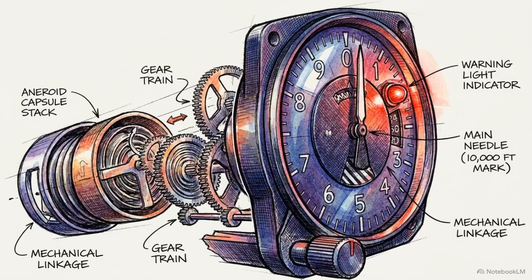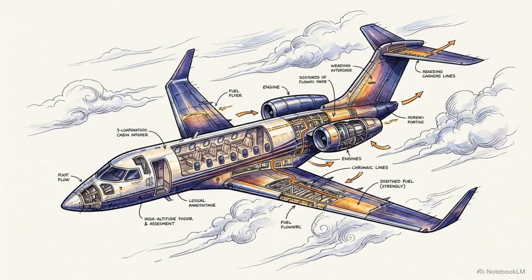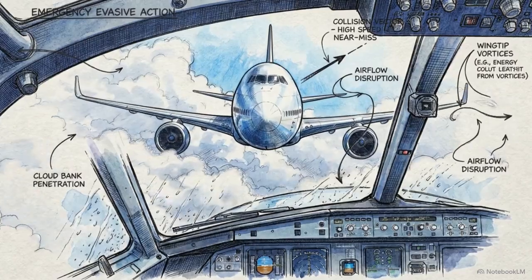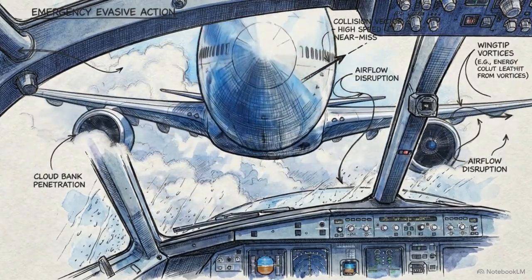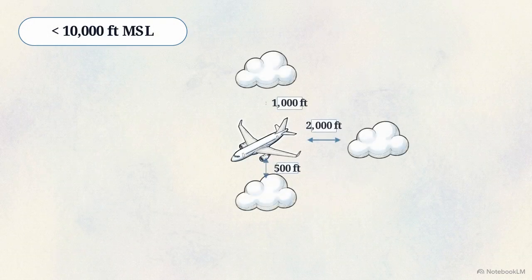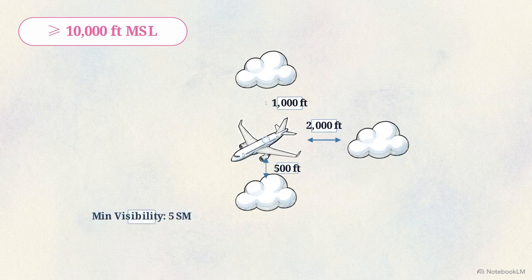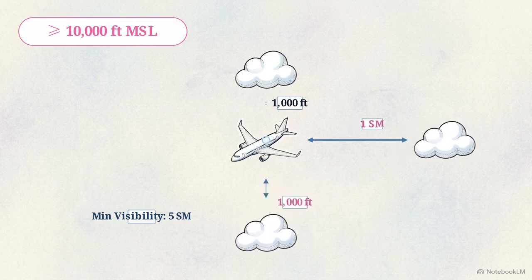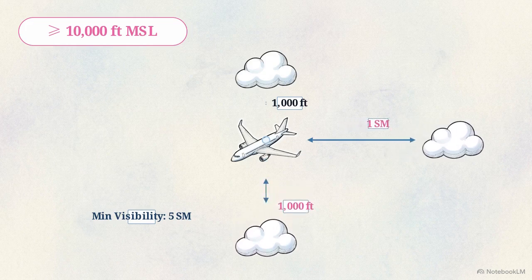But the second an aircraft ascends across the 10,000-foot altitude threshold, those regulatory requirements instantly jump. The thin air at high altitudes facilitates drastically higher true airspeeds. This increased closure rate severely reduces the time a pilot has to visually spot and dodge an oncoming hazard. To compensate for the speed, the safety bubble inflates. Above 10,000 feet, visibility minimums increase to 5 statute miles, and the required distance expands to 1,000 feet below, 1,000 feet above, and a full statute mile horizontally from clouds.